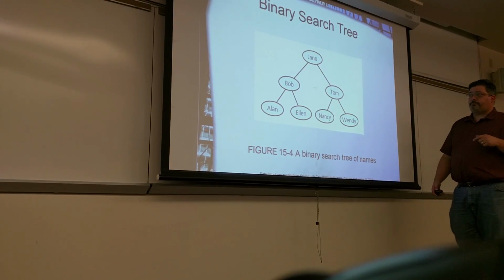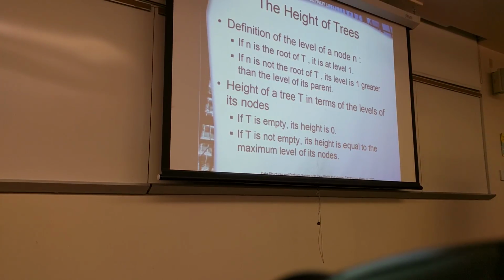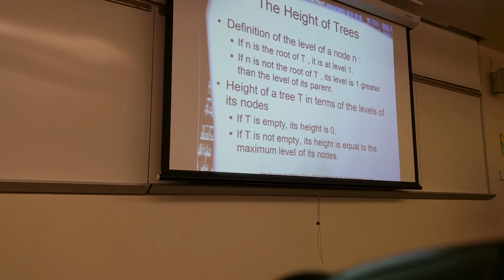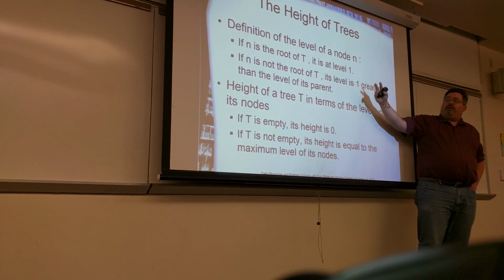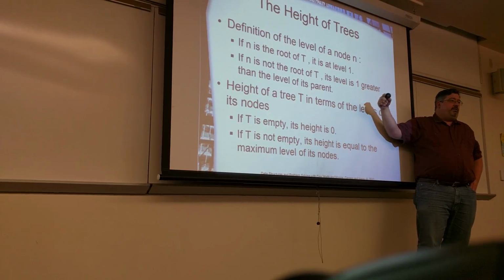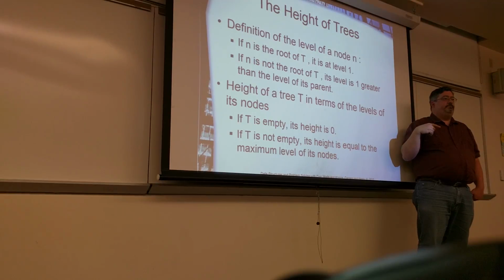Thank you. Okay, some more terminology now. As I said, it's kind of sprinkled in here. It's the height of a tree. We've got two things here, height and level. The definition of level of a node n is: if n is the root of the tree, then it's at level 1. Otherwise, the level of the node is the level of its parent plus 1. Again, keeping up with the idea of a recursive definition for this stuff.